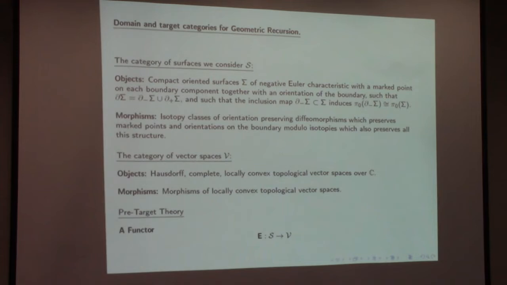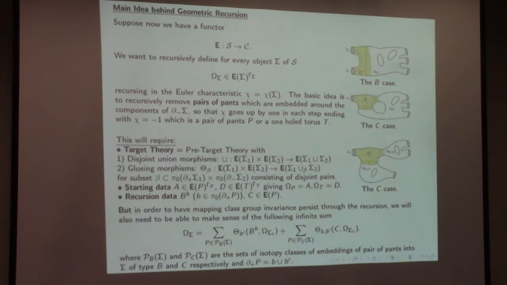Good. So here is the main page of the slides. It's a little dense, but in principle it has the definition of geometric recursion. So I'm thinking that I have a functor, a pre-target theory. And now what I want to do is recursively define, for every surface sigma of the type that I just discussed, an element, a vector, inside the vector space, the mapping class group invariant part. I want to do this recursively in the Euler characteristic.